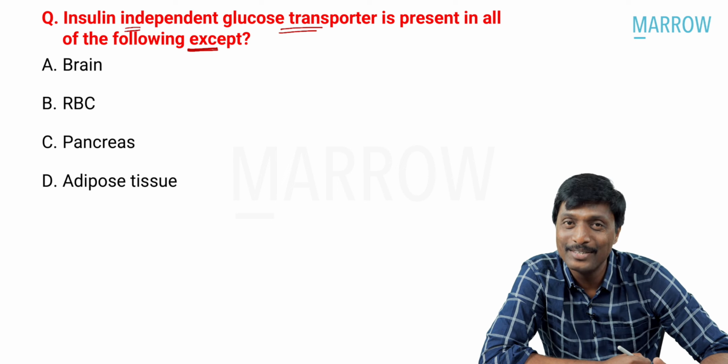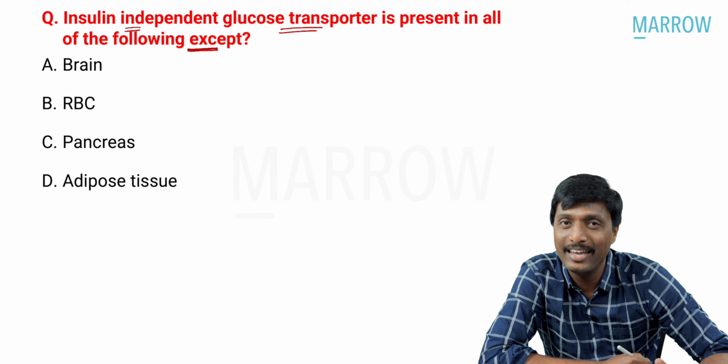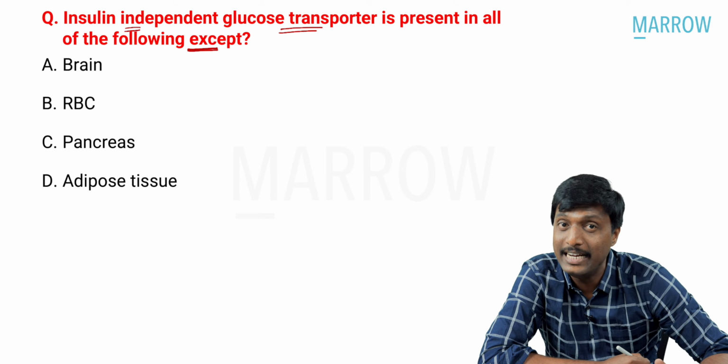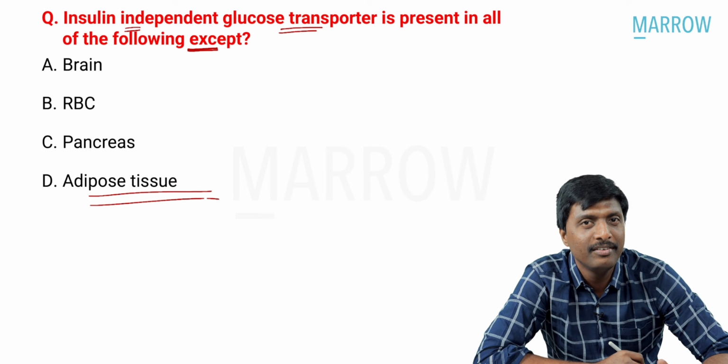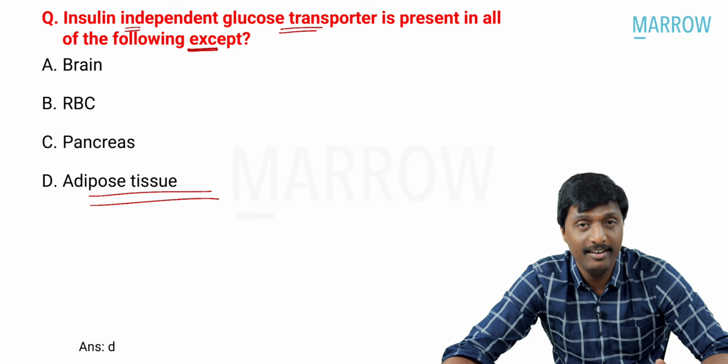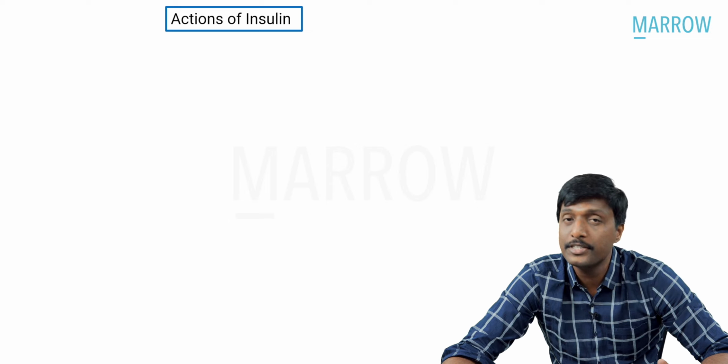Insulin independent glucose transporter is present in all of the following except. That means which is insulin dependent here? Definitely adipose tissue. Very simple question. It is D. Now look into the discussion.